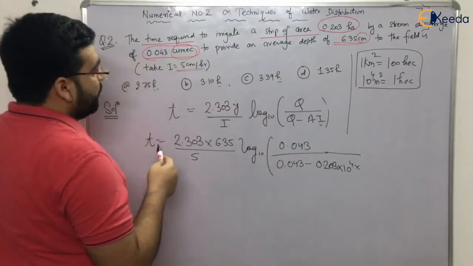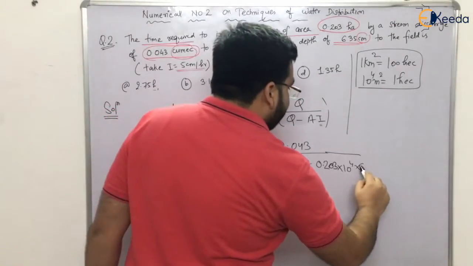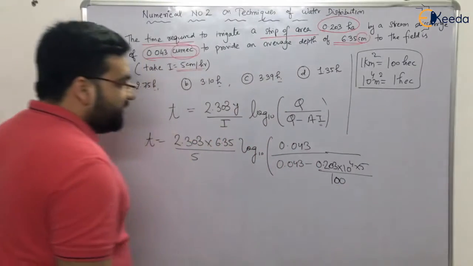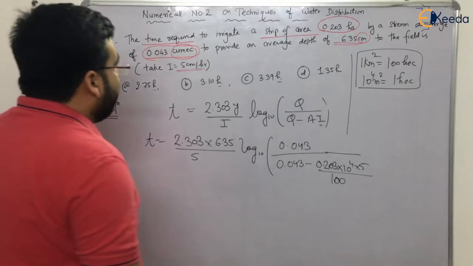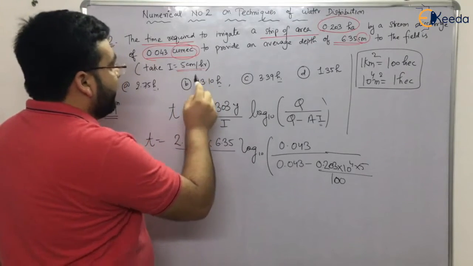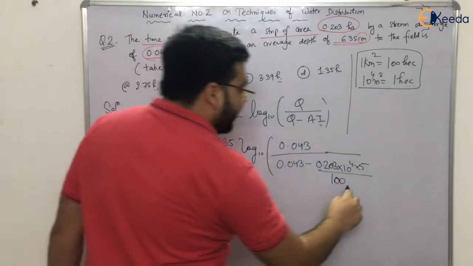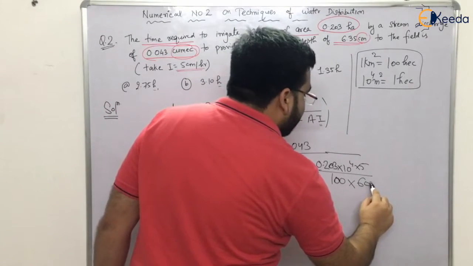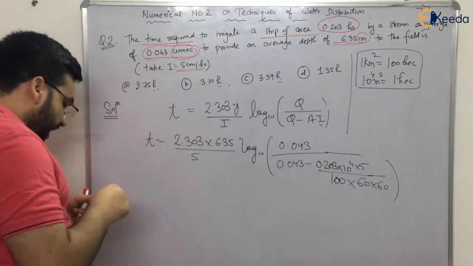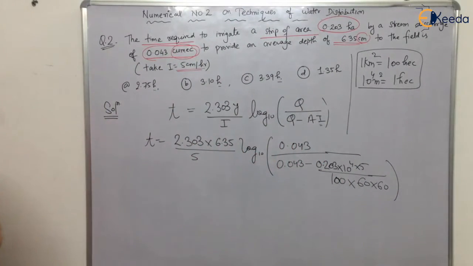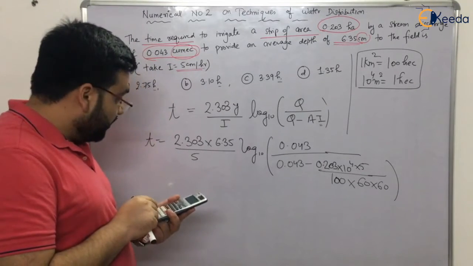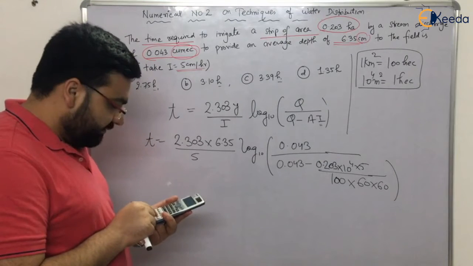So it will be 5 divided by 100 for centimeter to meter. Then for the hour, in seconds it will be 60 minutes into 60 seconds. So this will be the answer. Let me calculate how much it comes out to be. It will be 2.303 into 6.35 divided by 5.